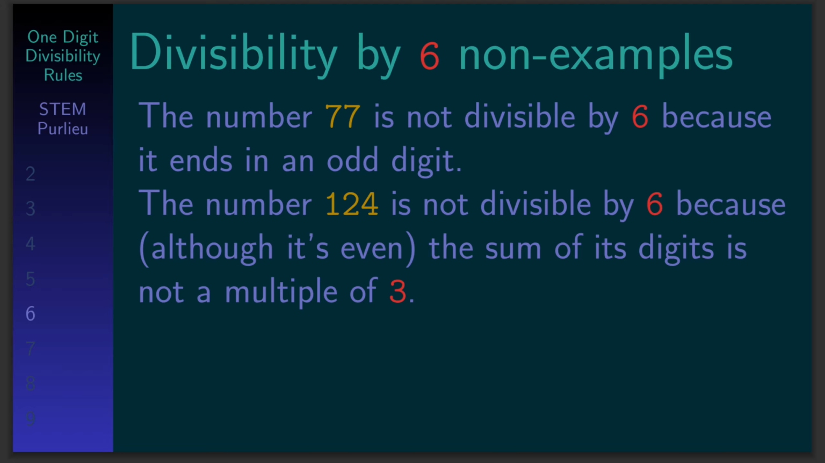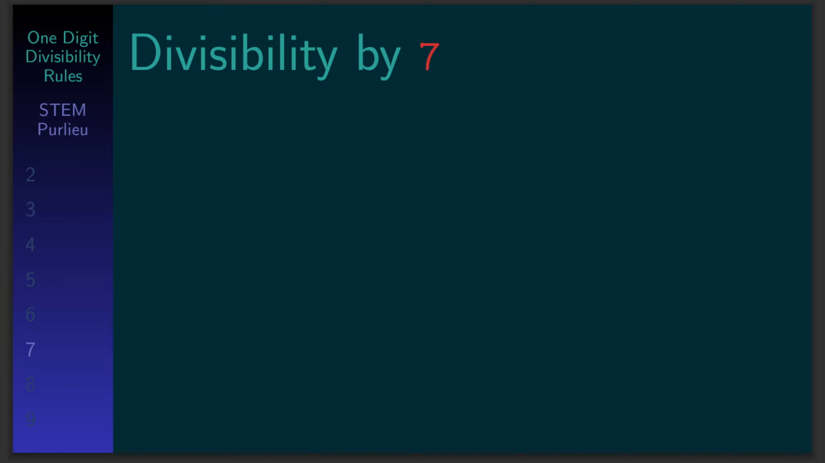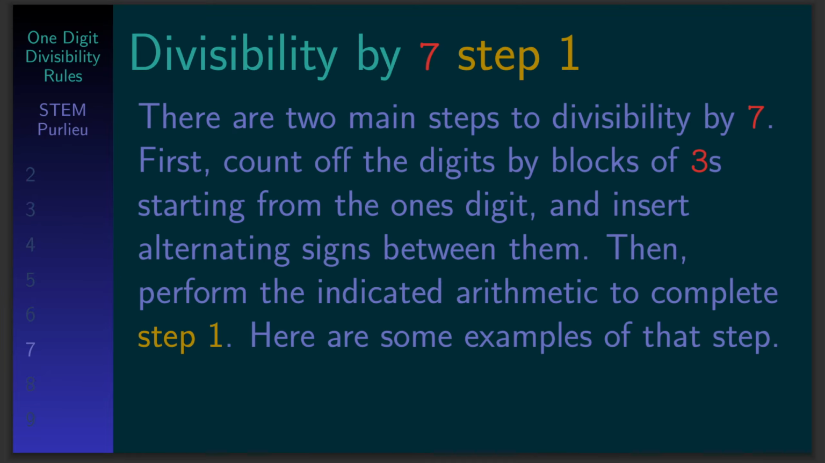The number 124 is not divisible by 6 because, even though it's even, the sum of its digits is not a multiple of 3. Now let's cover divisibility by 7. There are 2 steps to testing divisibility by 7. First, we count off the digits by blocks of 3 starting from the ones digit and insert alternating signs between them. Then perform the indicated arithmetic to complete step 1.